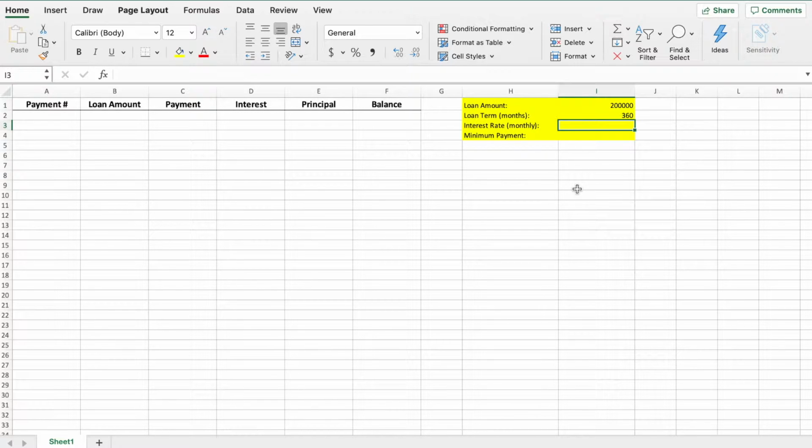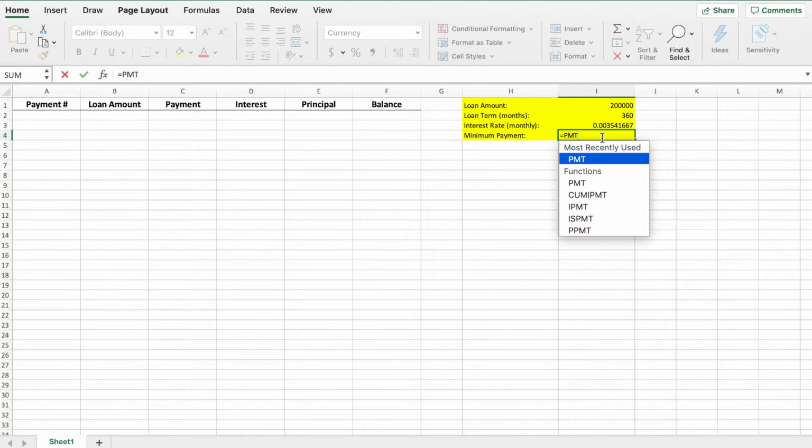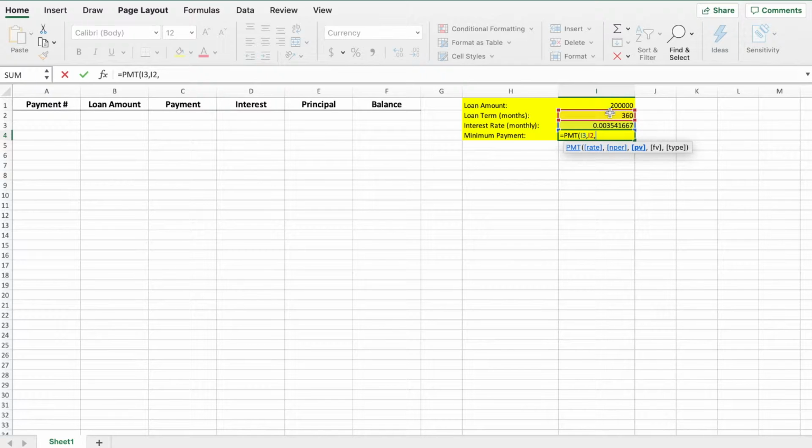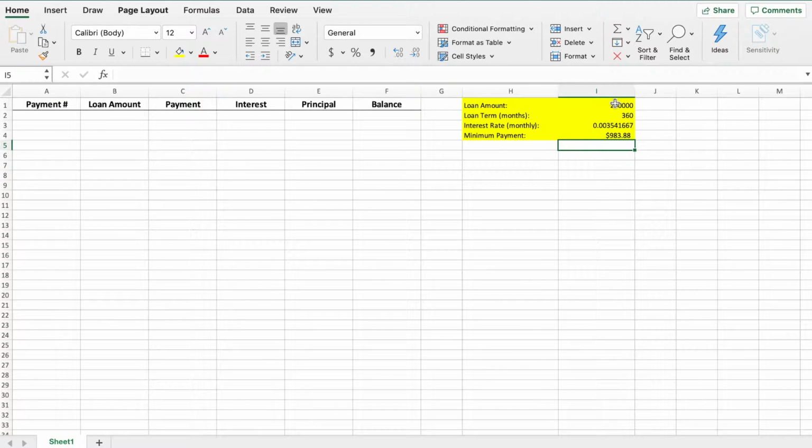We want to figure out the monthly rate, so we're going to divide it by 12. So 0.0425 divided by 12, and I forgot the equal sign. Okay, so then that gives us our monthly rate. Those are the numbers that we need to figure out the minimum payment, because Excel has the payment formula, PMT. You click on that, and you enter the monthly rate, comma, the term in months, comma, negative loan amount, end parenthesis, enter, and there we have our minimum monthly payment.